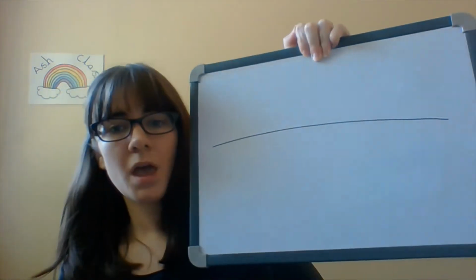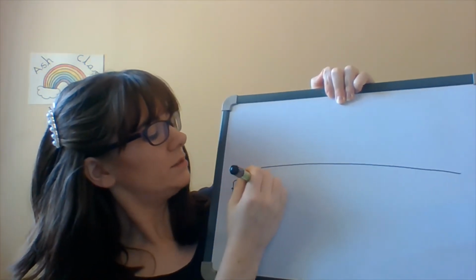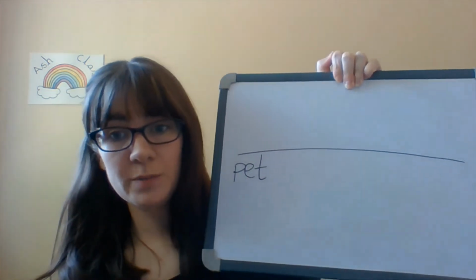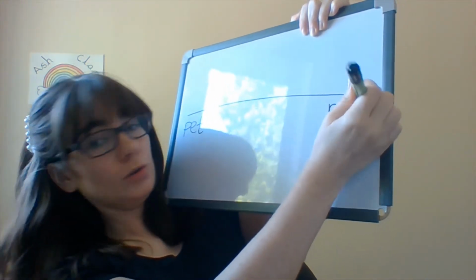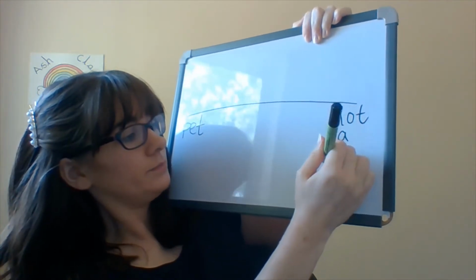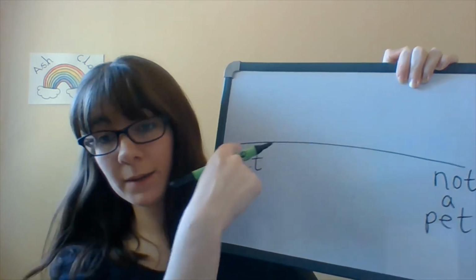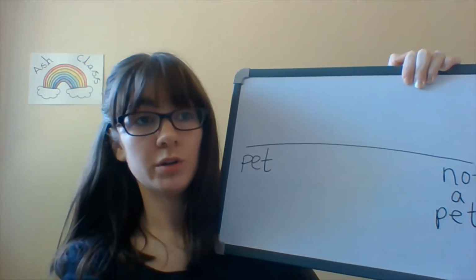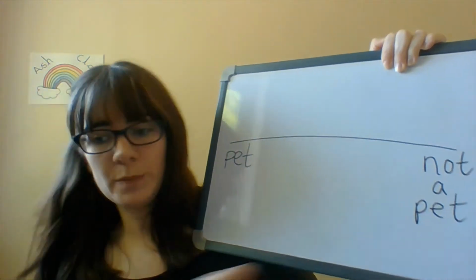A line, and on one end you might put pet, and on the other end you might put not a pet. And this line doesn't have to be on a piece of paper. This could be on the floor. You could get a big piece of string. You could line up anything really. Just make a nice long line. Pet and not a pet.